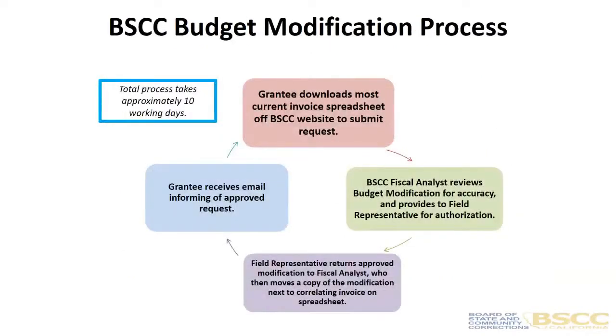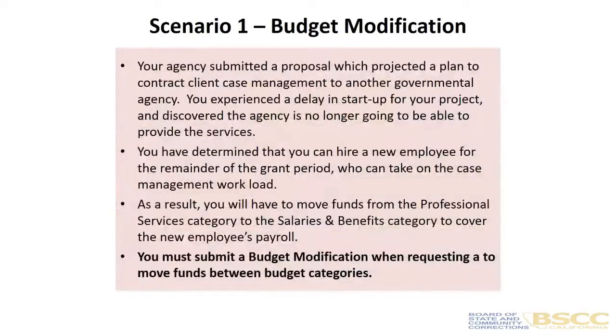Okay, and this is just a visual overview of the 10-day process for us after you make your submission to us. This is also in your binder. Okay, so we're going to go over a few scenarios. We're actually going to go over 3 scenarios where you would possibly submit a budget modification, okay? And this is actually in your binder as well. So I'm actually going to read them, okay?